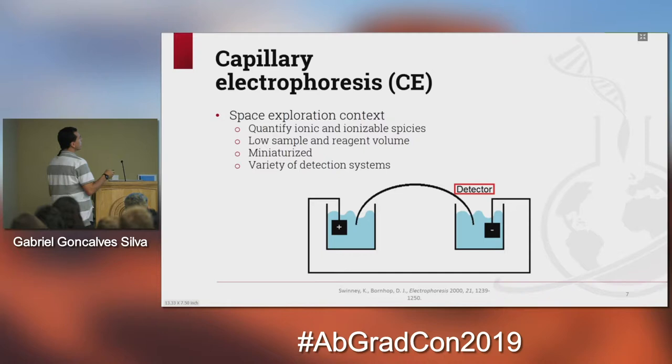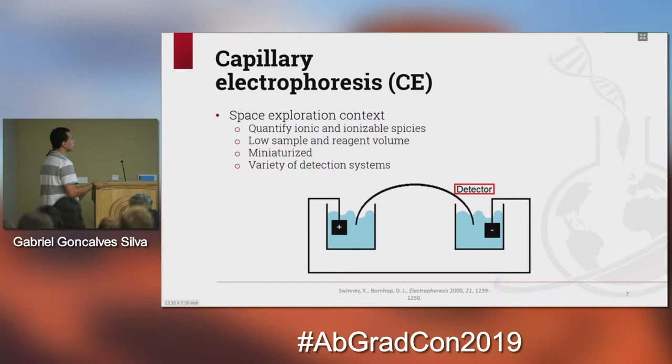We can use low sample and reagent volumes. All this equipment can be miniaturized, so you can put it in a spaceship and send it much more cheaply than other methods to quantify this. And we can combine it with a great variety of detection systems that can make your data more precise.